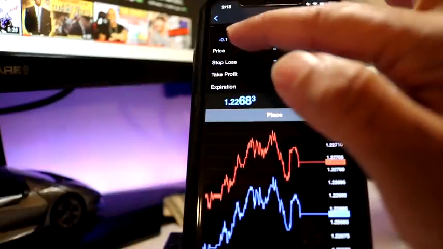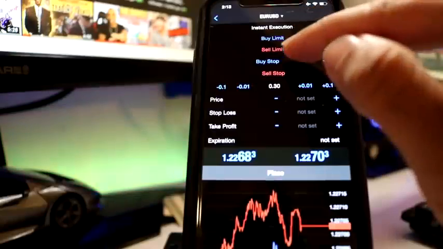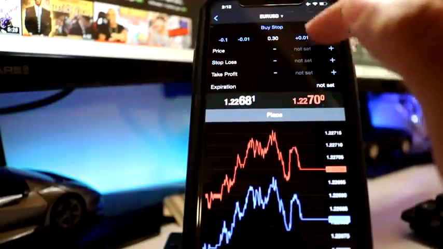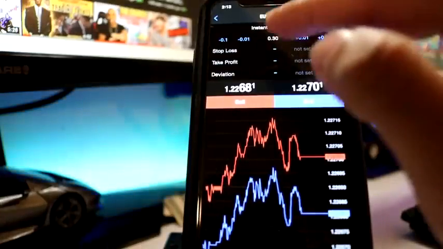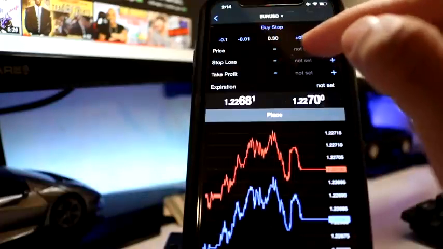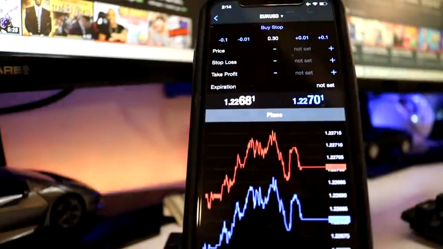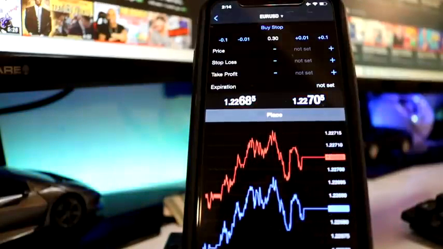Now, under that, you have your price, your stop loss, and your take profit. When we're placing a pending order, these are the only times this pops up. When we're placing an instant execution, the price is gone, but the stop loss and take profit are still there. When you're placing a pending order, the price is there because you can tell MetaTrader 4 what price to actually put you into the market at. So once again, it's a set it and forget it kind of thing.